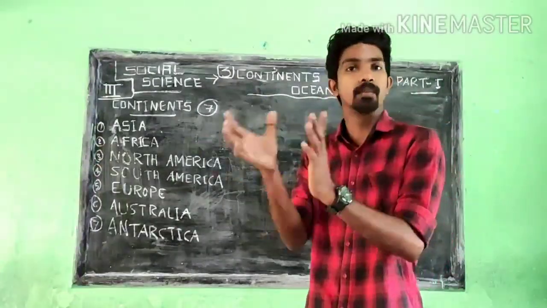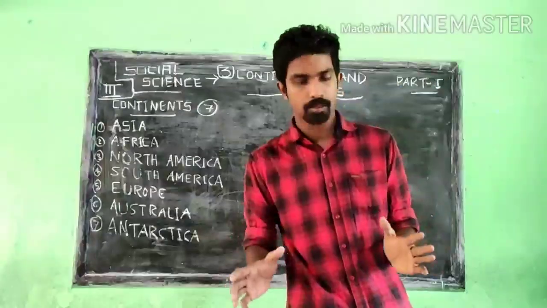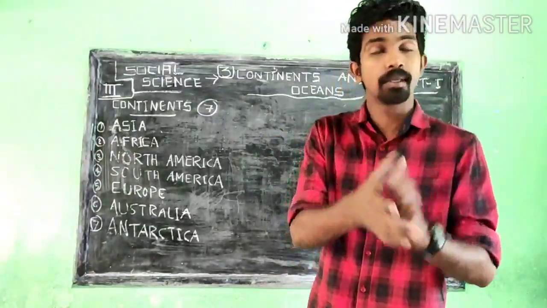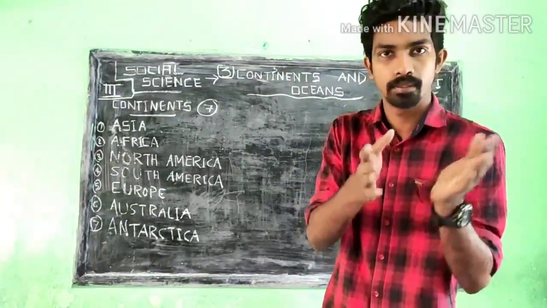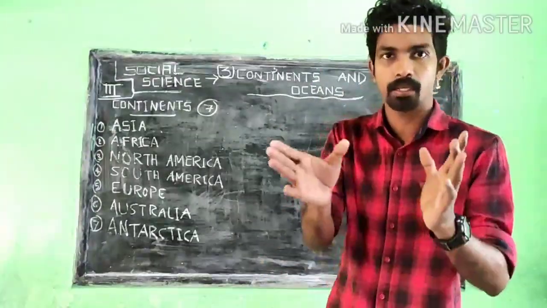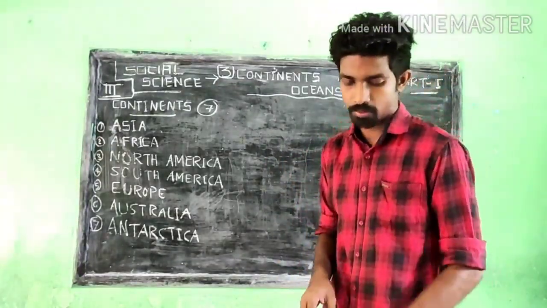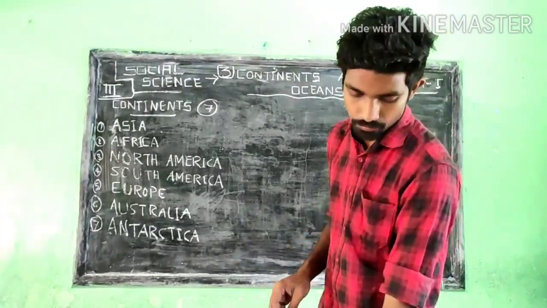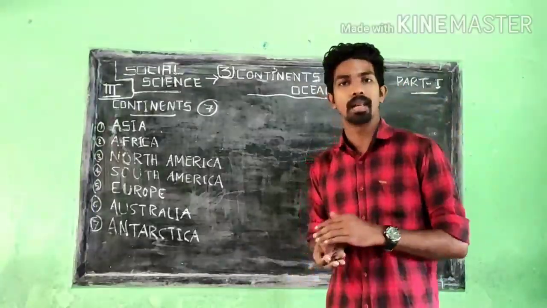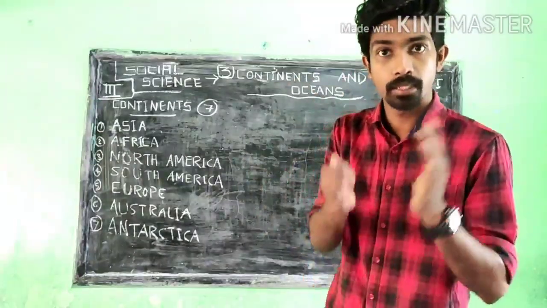Now we are moving to the different types of landforms. Land can be classified on the basis of its shape and form. The land on Earth's surface has different shapes and forms. These are called landforms. We can see land in different structures, different forms, different shapes.